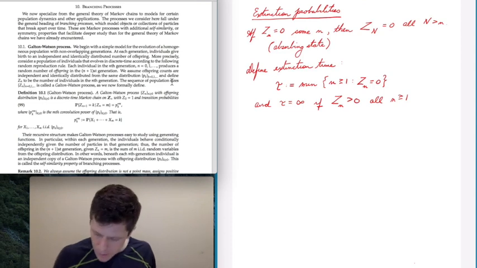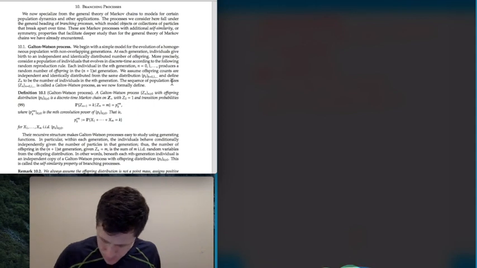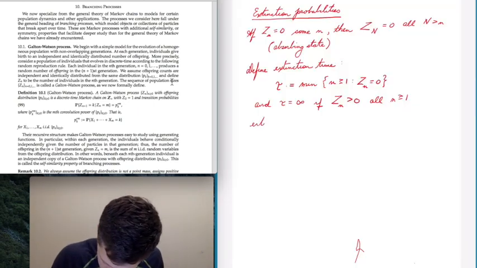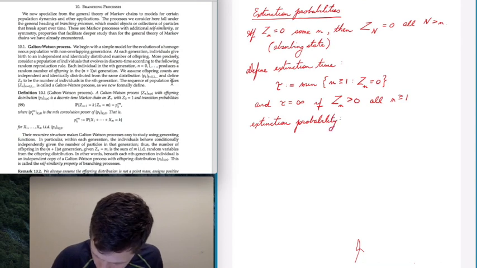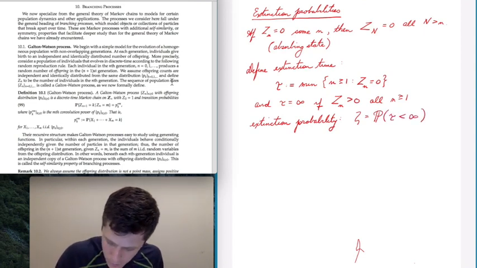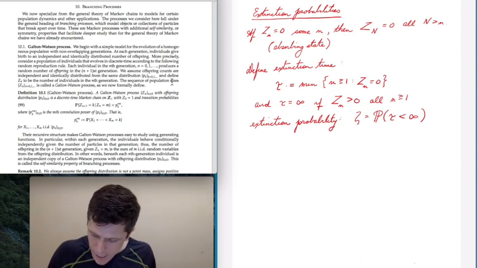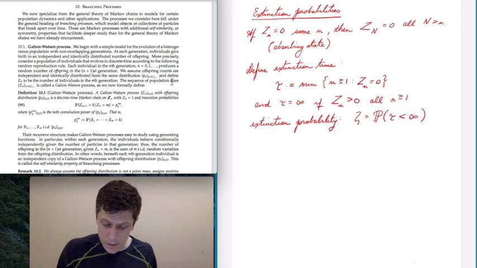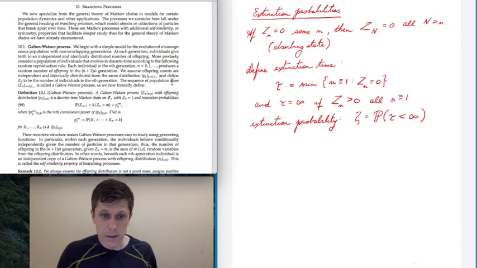Okay. And what we're interested in then is the extinction probability, which I'll write as zeta, is the probability that this extinction time is finite. So the event that the chain goes extinct is exactly the event that tau is finite. It's exactly the event that the generation equals zero for some finite n.